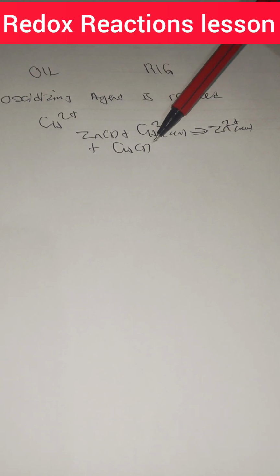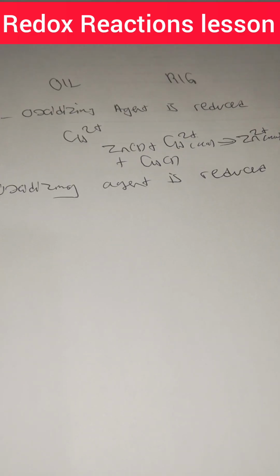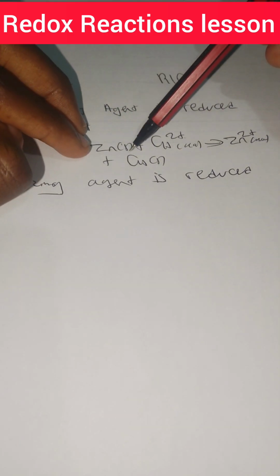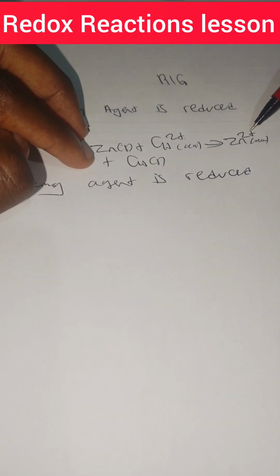So what are we getting from here? We are getting that the oxidizing agent is reduced, and the opposite happens to the reducing agent. The reducing agent is oxidized. So let's go ahead and look at zinc. When you look at the right side, zinc has 2 positive charges, which means it has lost 2 electrons.